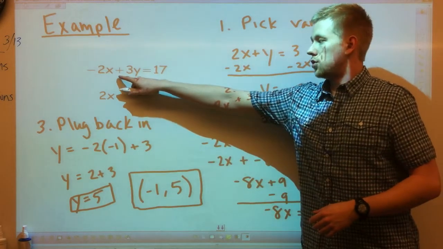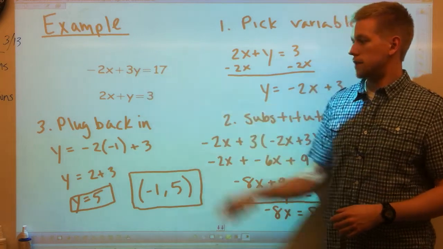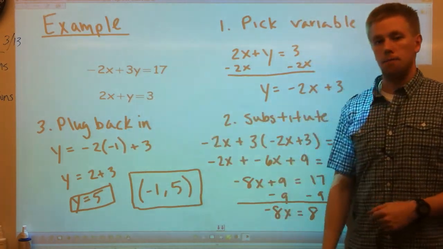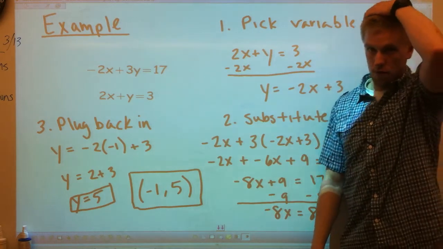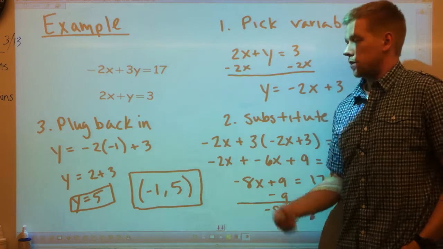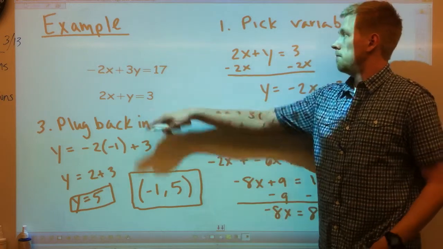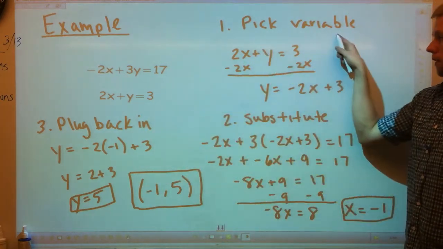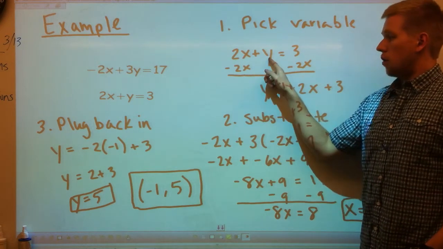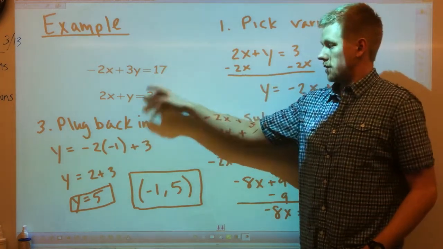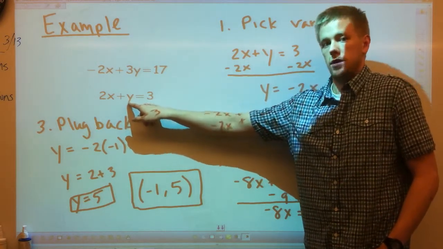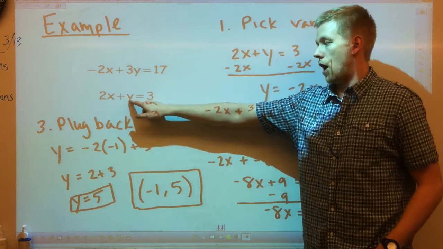Now we have negative 2x plus 3y equal to 17, and we have 2x plus y equal to 3. Again, they're both written in standard form. They're not written in y-intercept form. If it's already written in y-intercept form, it's going to be easier, but we don't have that. So first step, you pick a variable. So I'm going to pick y. There's no coefficient. It doesn't have a number in front of it. It's going to be easy to solve for that y.